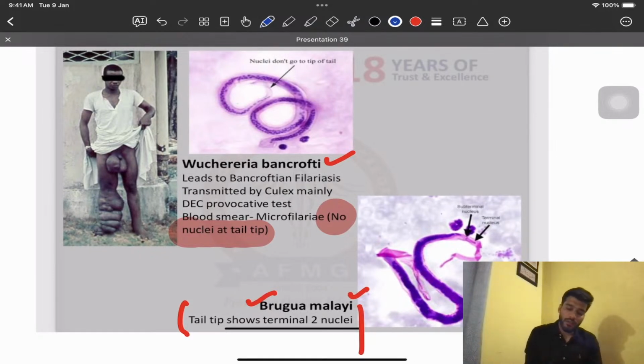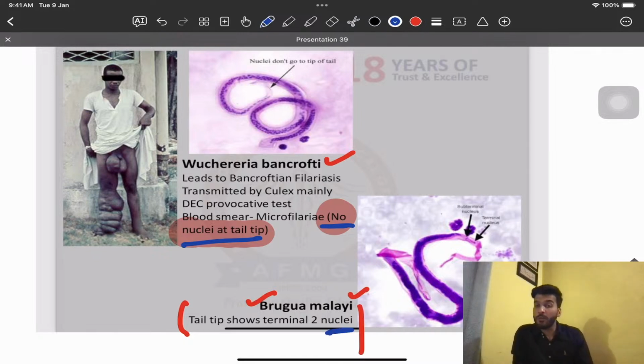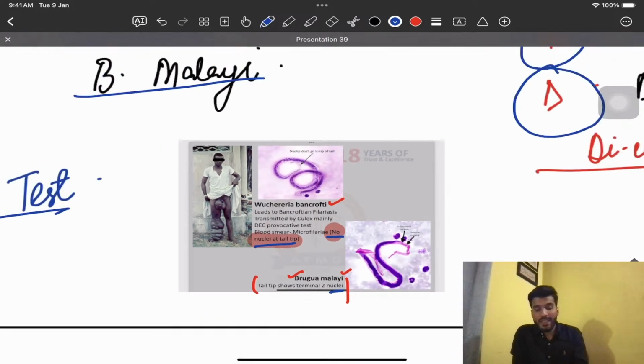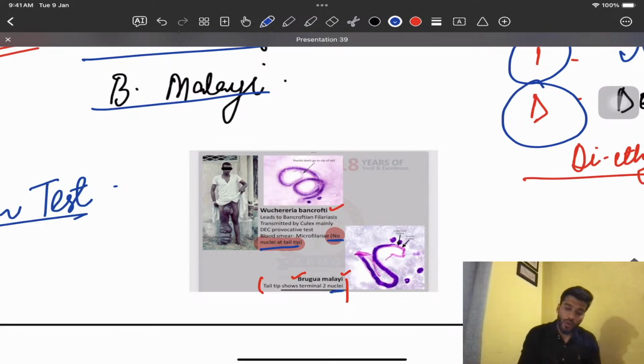You have to remember there is no nuclei at the tip of Wuchereria bancrofti, and there are two nuclei at the tip of Brugia malayi. And we take one thick smear.